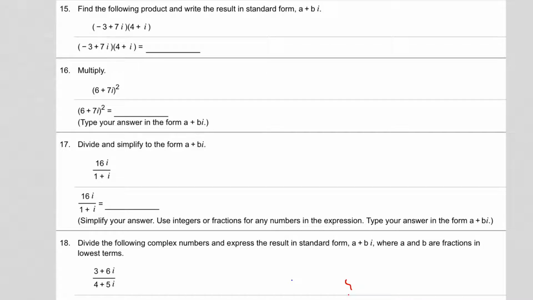Okay, so for number 15, we have the distributive property, or FOIL. So negative 12 minus 3i. Then we have those two. So that's going to be positive 28i and positive 7i squared. You know what this i squared is really, negative 1. So this is actually a negative 7 here. So our answer then is going to be these two together, which is 25i.